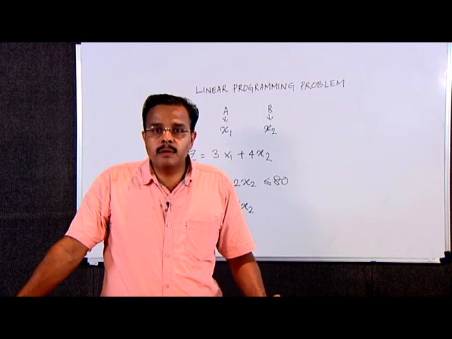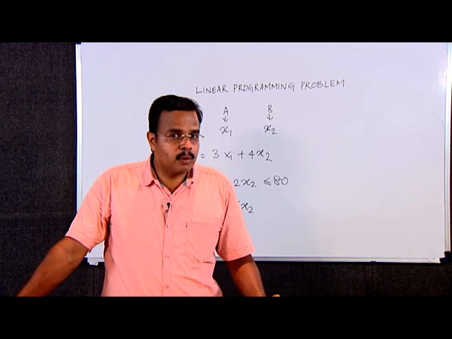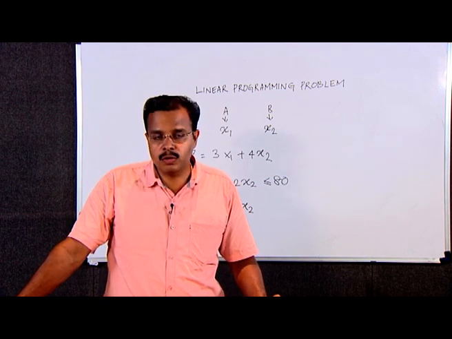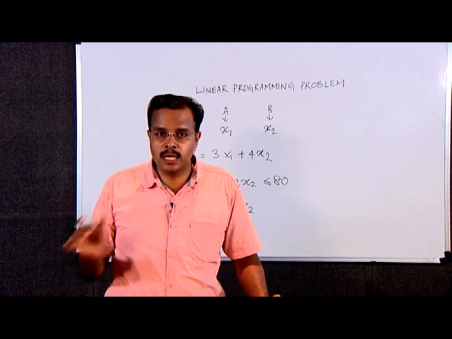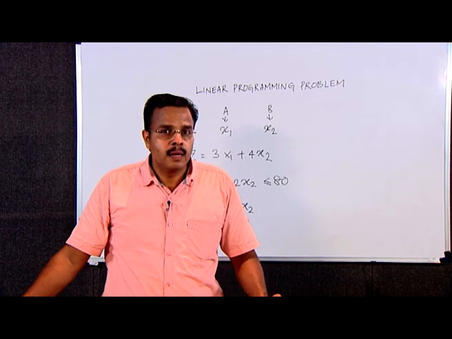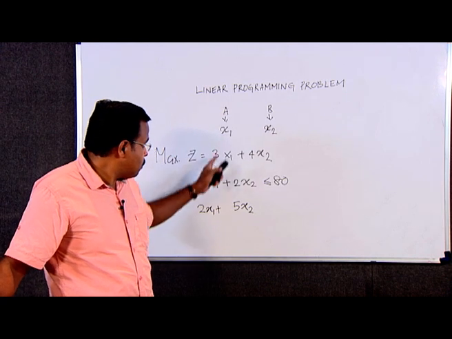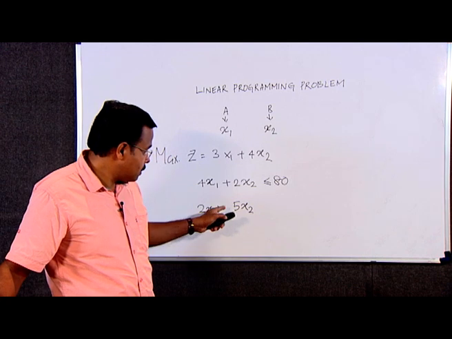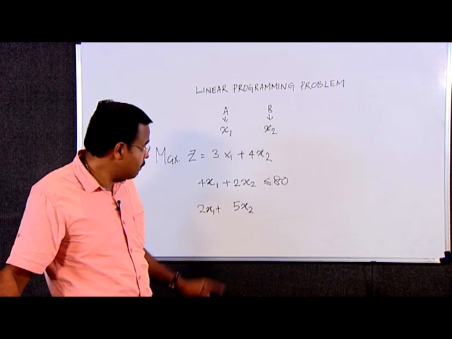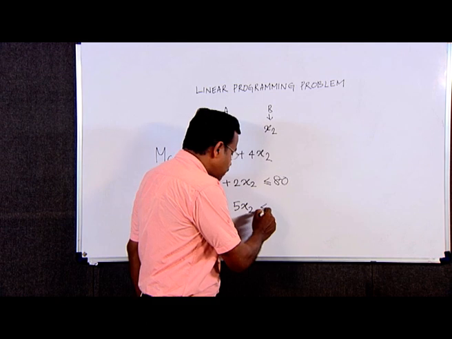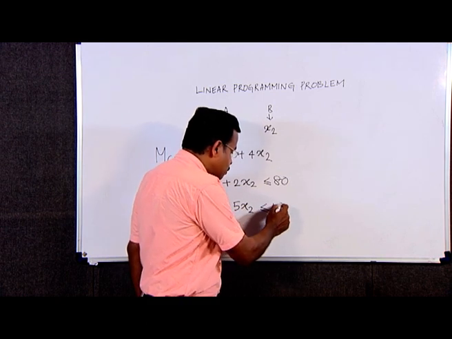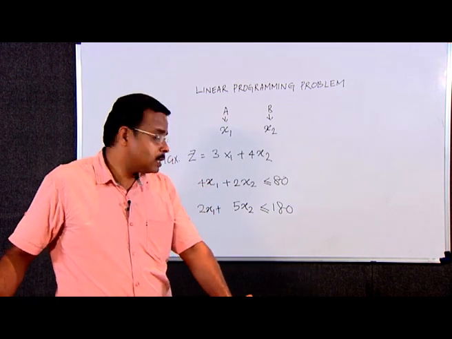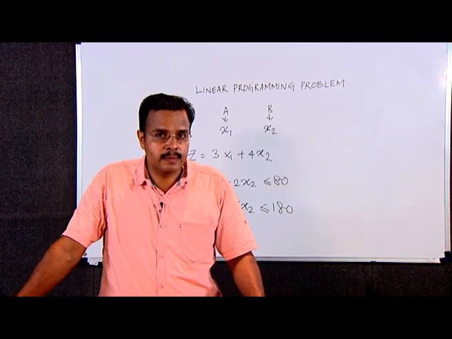Then similarly, 3 polishers are available. For one polisher, the maximum available time is 60 hours. So, for 3 polishers, 3 into 60, that is 180 hours per week available. But for producing x1 of item A and x2 of item B, the total required polishing hour is 2 x1 plus 5 x2. Total available is 180. So, this cannot exceed 180. It should be less than or equal to 180. That is the second restriction, 2 x1 plus 5 x2 less than or equal to 180.